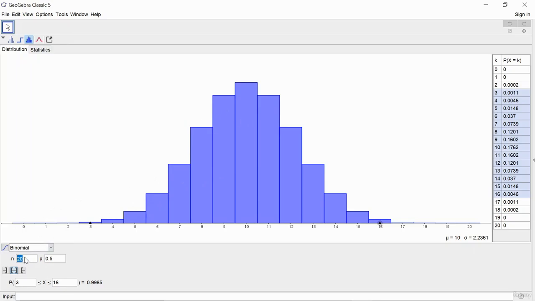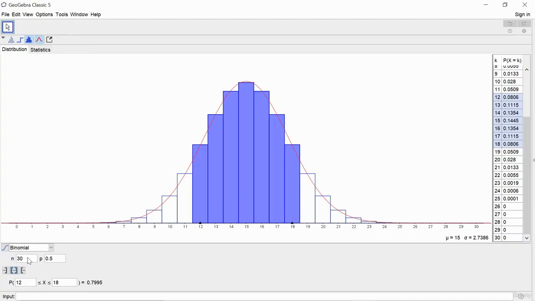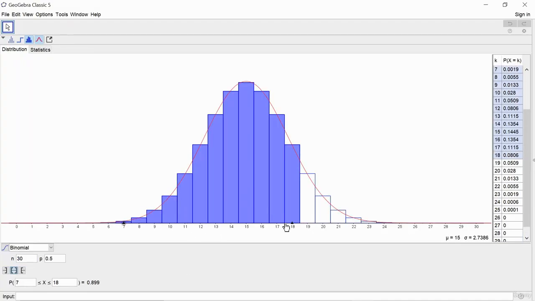Now, is that always the case? Well, suppose I increase n and make it 300 trials. That looks even better. It's still made out of lots of small bars, but the shape looks very, very good. It's starting to smooth out because there are so many bars. In fact, I can place a normal distribution curve over the top. Let's make it 30 trials. You can see if I place a normal distribution curve that has the same mean and standard deviation over the top, it's pretty good. So does it work for any binomial distribution?